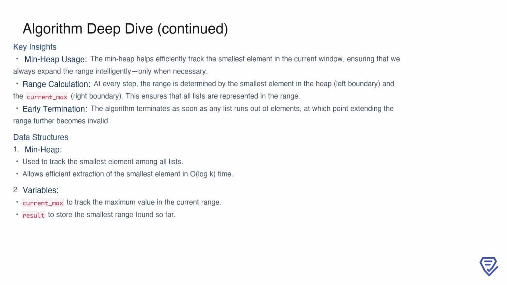This approach relies on key insights to ensure efficiency. First, the min heap allows us to track the smallest element in the current window efficiently, enabling us to expand the range only when necessary. The range at any step is determined by the smallest element in the heap, which acts as the left boundary, and current_max, which acts as the right boundary. This guarantees that all lists are represented in the range. Additionally, the algorithm terminates early as soon as any list is exhausted, as extending the range further would no longer satisfy the problem's constraints. Using these principles, we achieve an optimal and systematic solution to the problem.